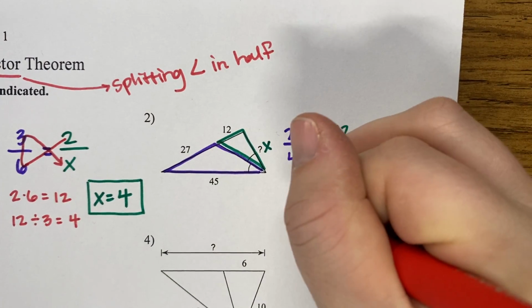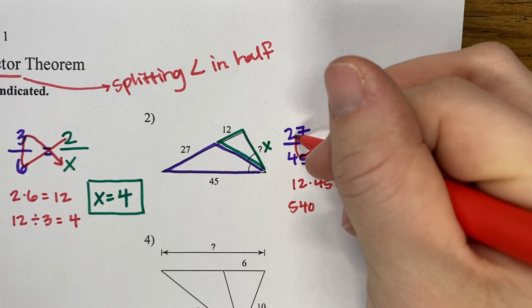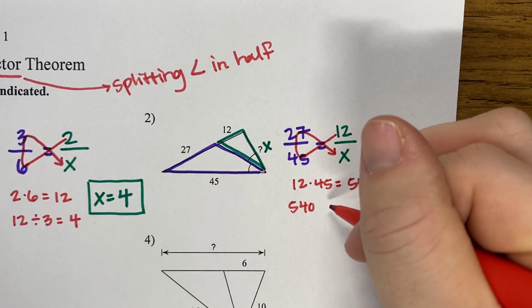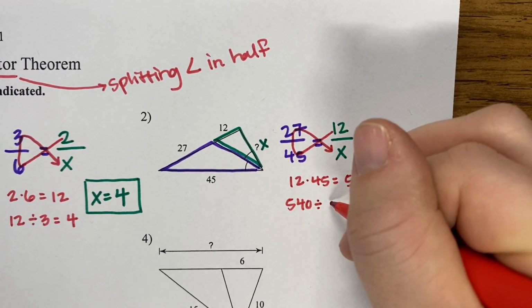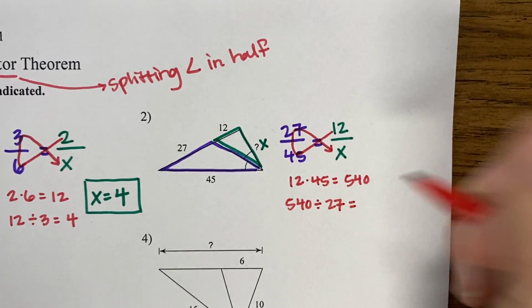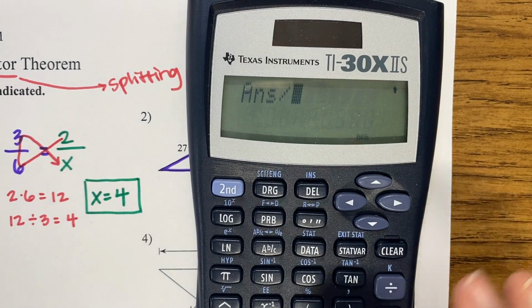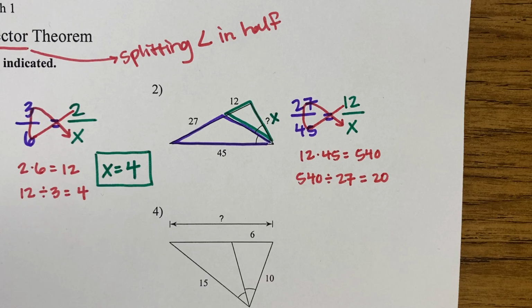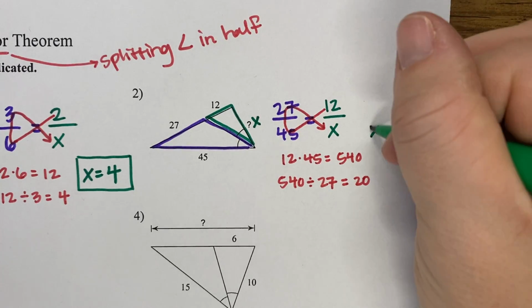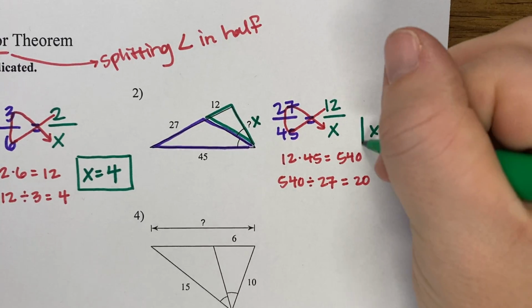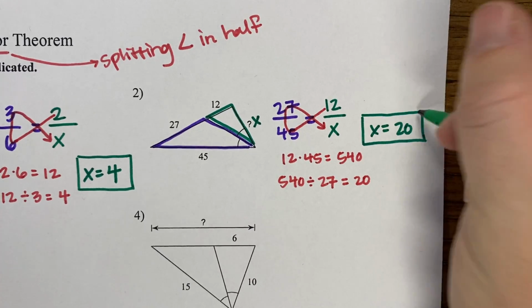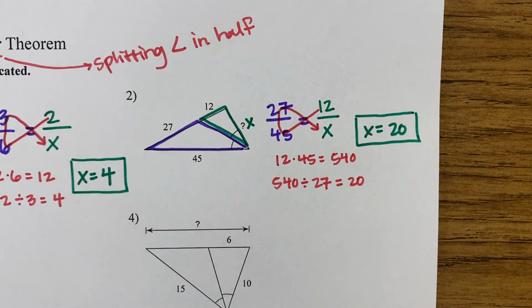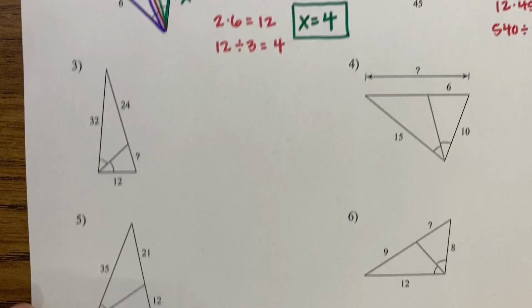Okay, then I take 540 where I'm at and divide it by my last number, which will give us our answer, our x. So divided by 27, put that in my calculator, and I get 20. So we know that the missing side of this green triangle, x equals 20. Okay, beautiful. Let's look at number 3.